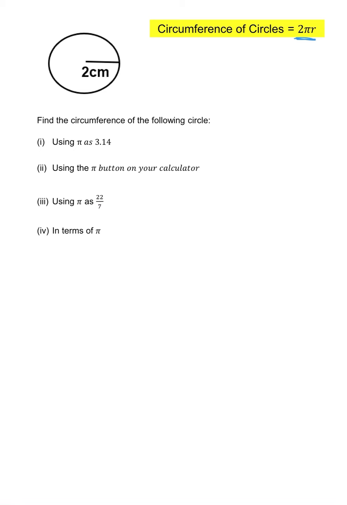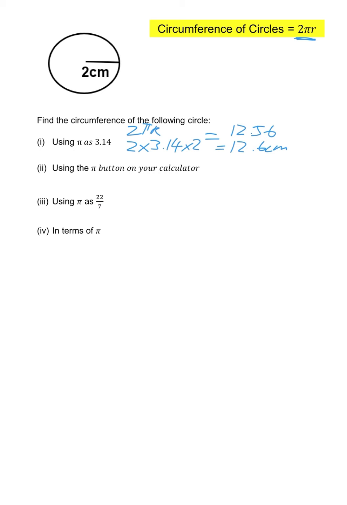Okay, so the first one, using pi at 3.14. So 2 pi times radius. So 2 times 3.14 times 2. And that is equal to 12.56. So the one decimal place, that'll be 12.6 centimeters. Don't write centimeters squared. That's only for area, so just leave it as centimeters.